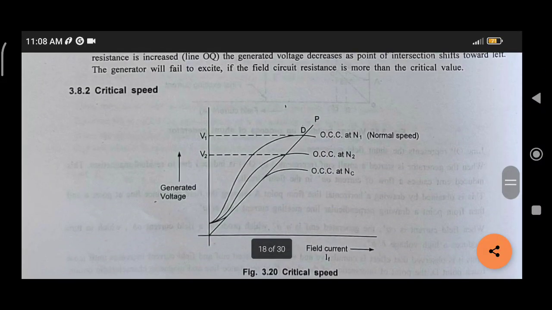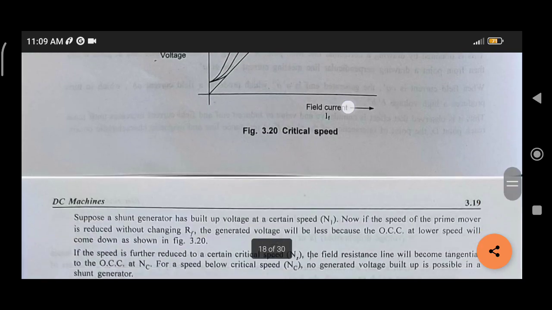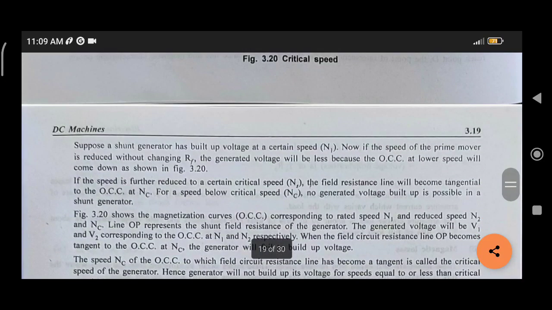Another one is the critical speed. There are three speeds, N1, N2 and Nc, and beyond Nc our voltage build-up process also fails. Suppose a shunt generator builds up voltage at a certain speed N1. Now if the speed of the prime mover is reduced without changing RF, the generated voltage will be less because the OCC at the lower speed will come down.